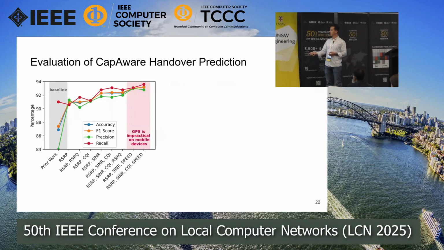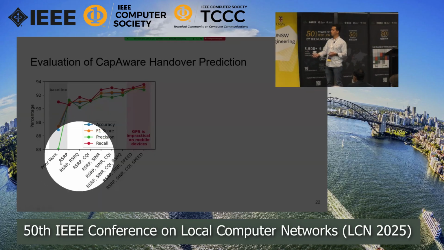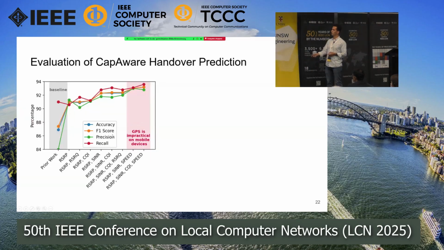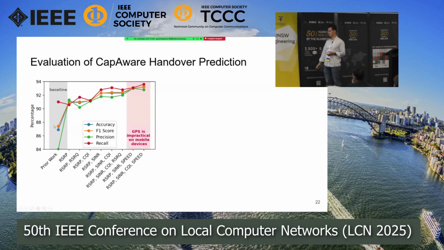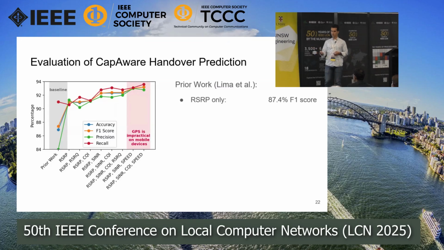Just to give some labels, on the x-axis we have the number of features that we are using to make predictions, and on the y-axis, we have the percentage of accuracy, F1 score, recall, and precision. When we look at the prior work from Lima et al., they are using only RSRP as the input feature, and then they can achieve 87% F1 score.